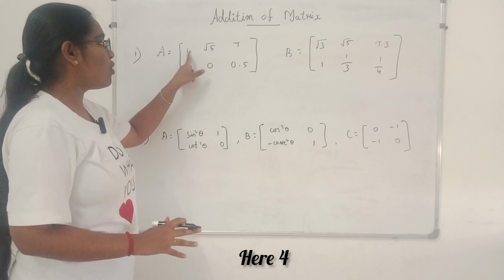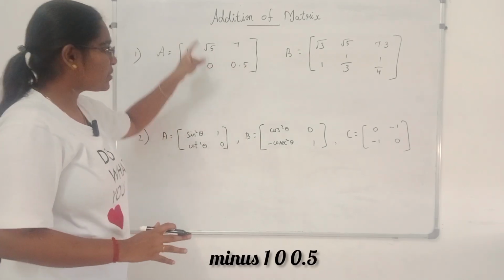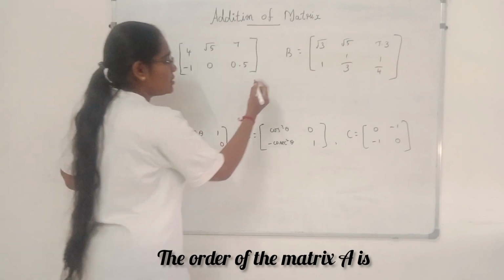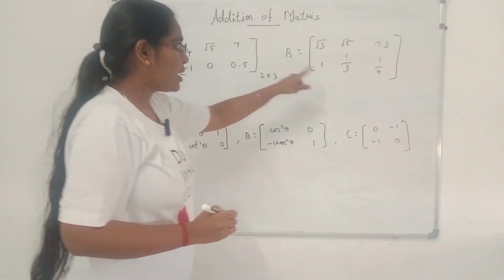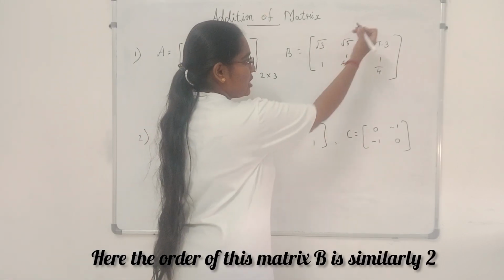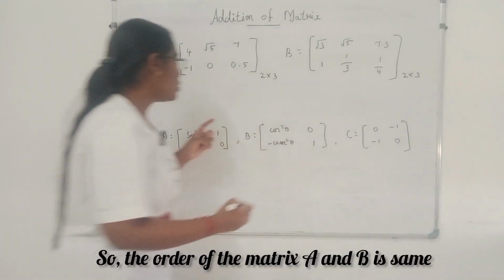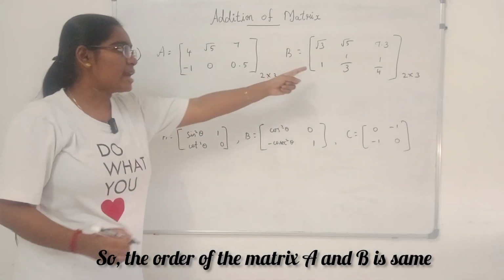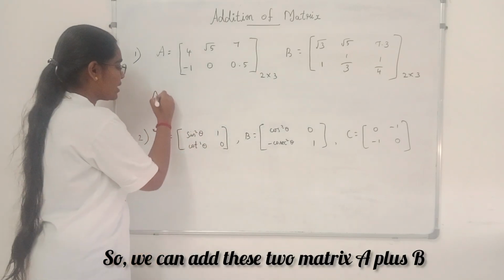Here, 4, root 5, 7, minus 1, 0, 0.5. The order of the matrix A is 2 rows and 3 columns. Here, the order of this matrix B is similarly 2 rows and 3 columns. So, the order of the matrix A and B is the same. So, we can add these two matrices, A plus B.